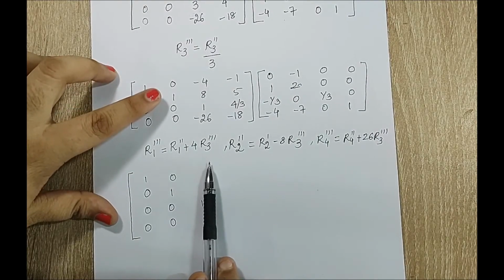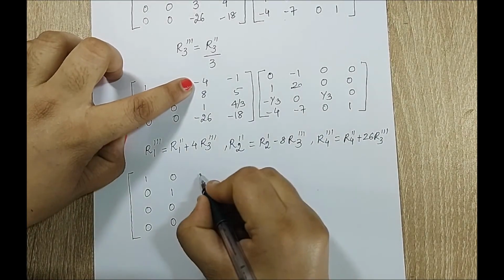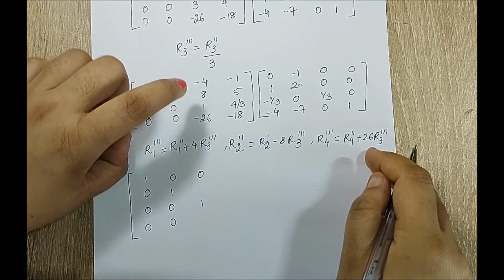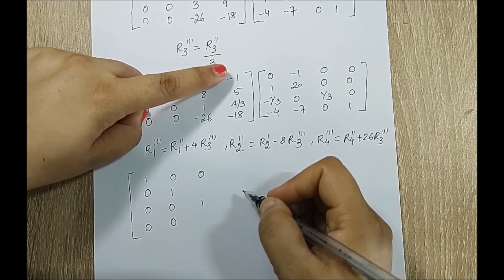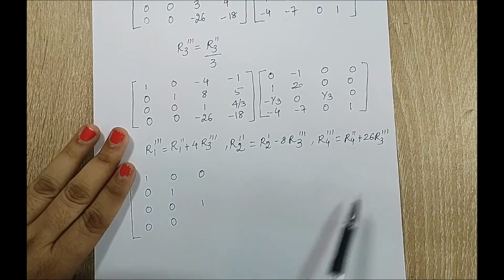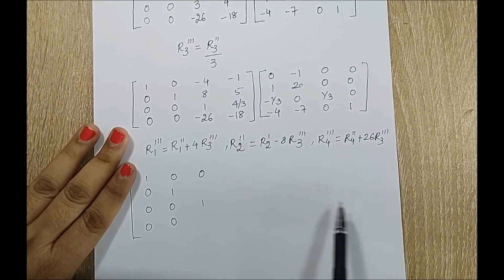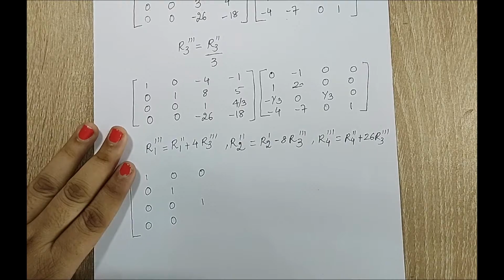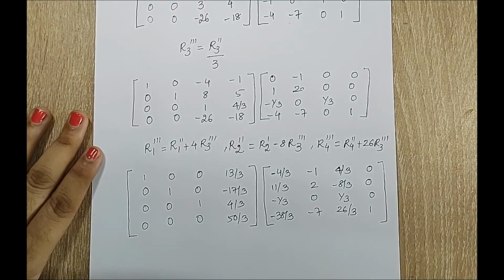So I am calculating for the first row. This will become 0 because I have made this calculation. And this value I need to calculate. This will be this value plus 4 times this value. So now I'll just go for these operations and calculate. I think by now you have understood. So I'll just show you the values that I obtained. So this is the result that I obtained.